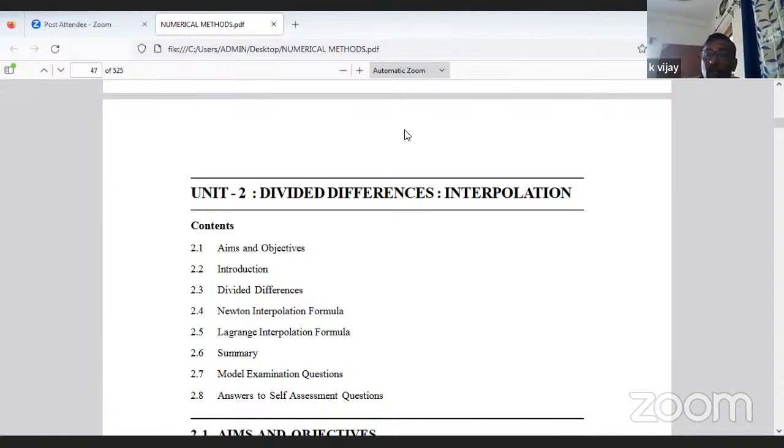Ramya, I'm audible? Yes? I'm audible? వినబడుతుందా?